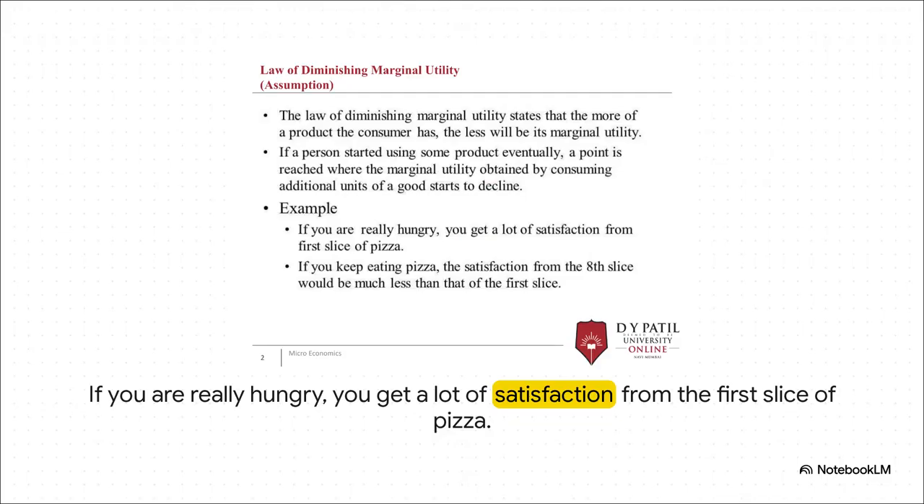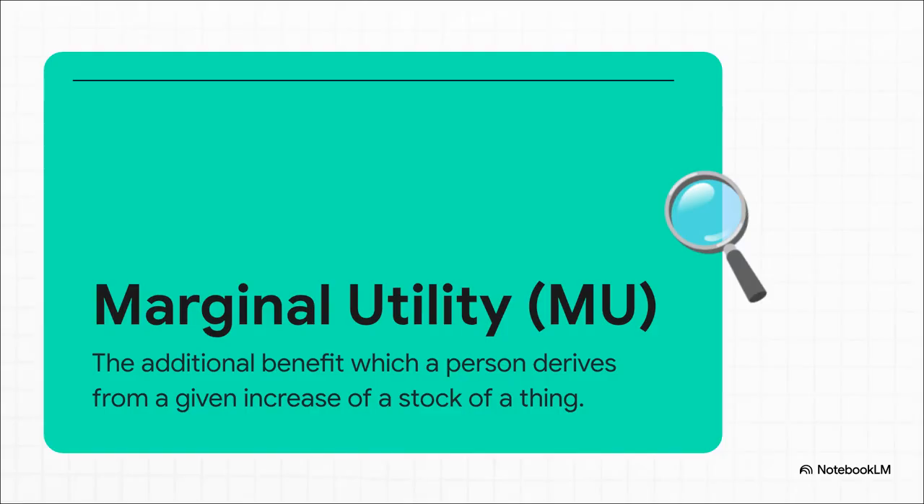Now here's where it gets interesting. That satisfaction level, it doesn't stay the same. You know, if you're really hungry, that first slice of pizza is just amazing, right? It gives you a ton of satisfaction, or what we call high utility. And this brings us to a really important term, marginal utility. Whenever you see the word marginal in economics, I want you to just think additional or extra.